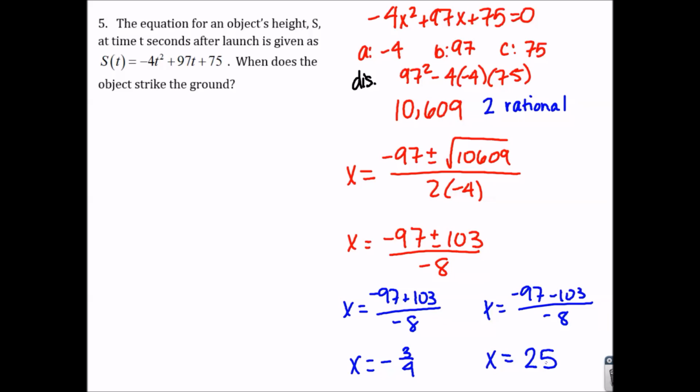So since this is a word problem, we need to check and see if our answers make sense. T is the number of seconds after it's launched. So is it going to hit the ground negative 3/4 of a second before it's launched? That doesn't make any sense, because that means we would be going backwards in time. But it could hit the ground 25 seconds later. That makes sense. So our final answer is that it hits the ground 25 seconds later.